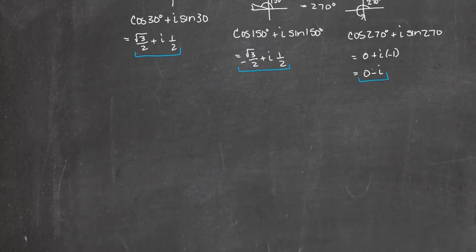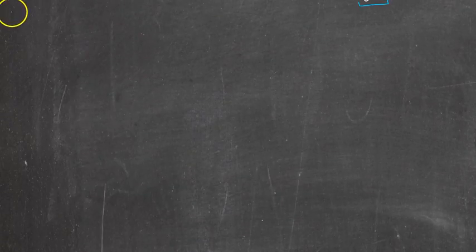So let's do one more example. I hope it goes quickly because I'm running out of time, I think. So we want to find the 5th roots of negative 2 minus 2i.